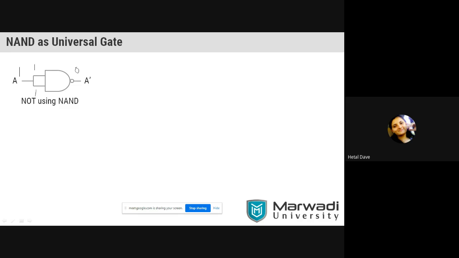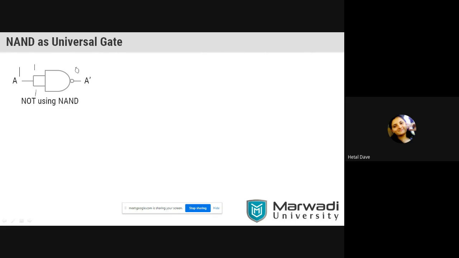Are you getting my point? But how should you make the connection? You will take one NAND gate and connect its inputs together. You will give a common input, and if you check the output, the output will be equivalent to a NOT gate.